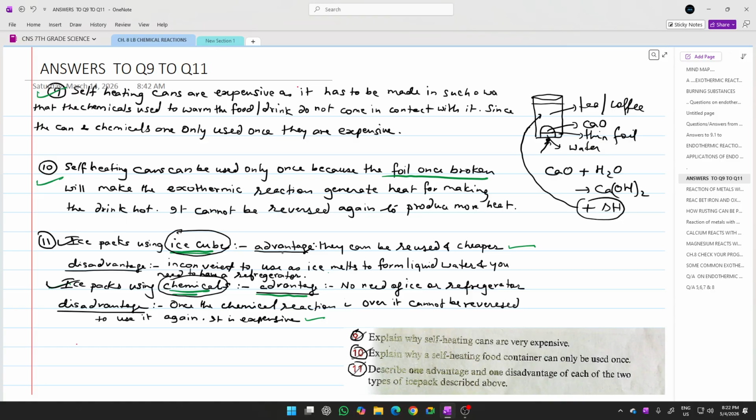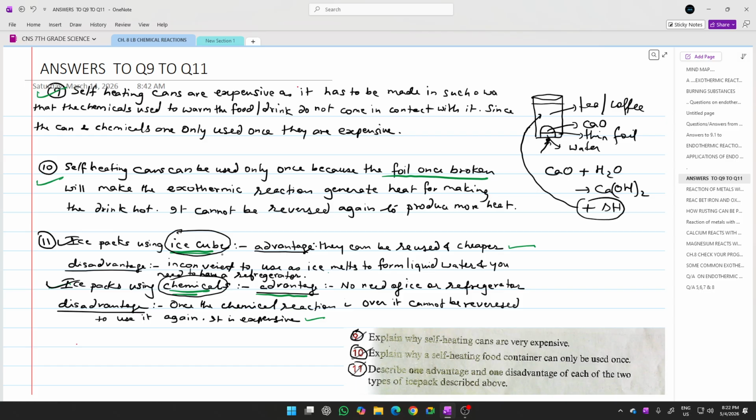Sorry, melting of ice is what kind of reaction, exothermic or endothermic? It is an endothermic reaction, because it takes in the heat. When the heat is absorbed, it is an endothermic reaction. When the heat is given out, it is an exothermic reaction. Here, when the ice cube melts, it is taking in the heat from the surroundings. So it is an endothermic reaction.